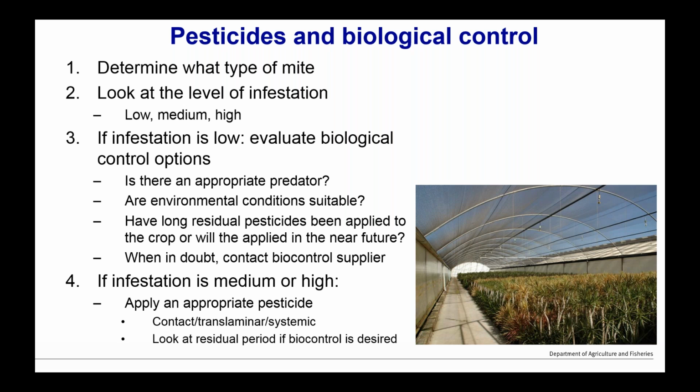If you're dealing with a medium or high level pest infestation, you need to delay applying predators until you have a low population. Biological control just doesn't work at high pest pressure, at least not without significant damage occurring. So you need to evaluate if there is a predator that's suitable, and if the environmental conditions are suitable for that predator. If it's too hot or too cold, your predator is unlikely to be successful.